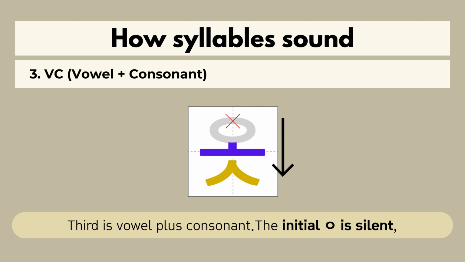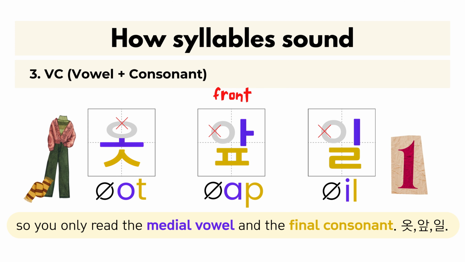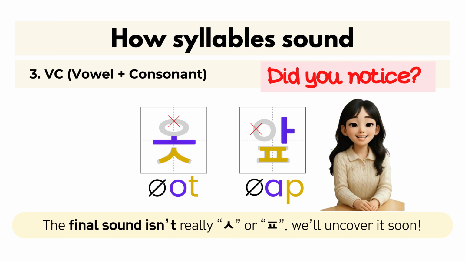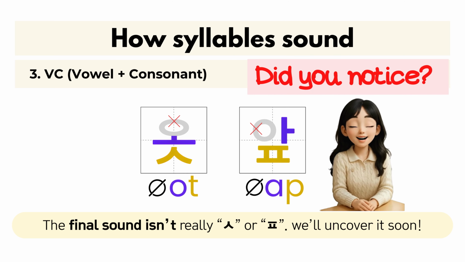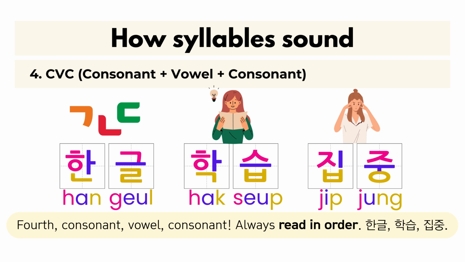The initial ㅇ (ieung) is silent, so you only read the medial vowel and the final consonant: 옷, 앞, 일. Did you notice the final sound isn't really s or p? There's a secret hiding there. You will uncover it soon. Fourth, consonant, vowel, consonant. Always read it in order.